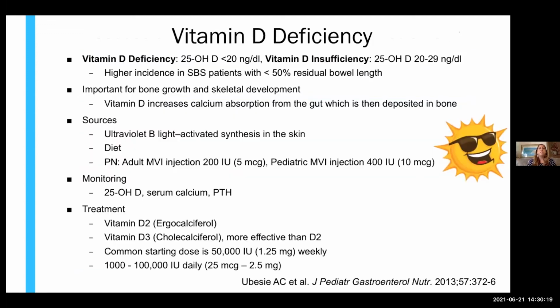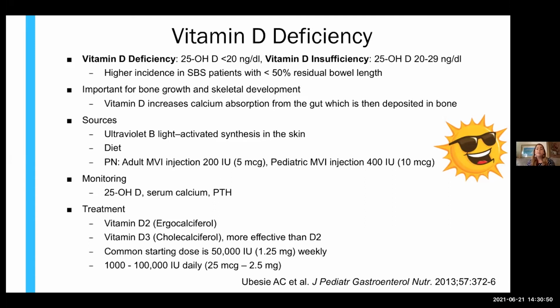So looking at vitamin D deficiency, it's defined as a level less than 20, and vitamin D insufficiency is defined as a level between 20 and 29. We care about both of these because we know that both of these can affect the children's bone health. And there's a much higher incidence of vitamin D deficiency in short bowel syndrome patients, especially when they have very short intestines. We know that vitamin D is important for bone growth and skeletal development. And vitamin D increases calcium absorption from the gut when it is deposited in the bone.